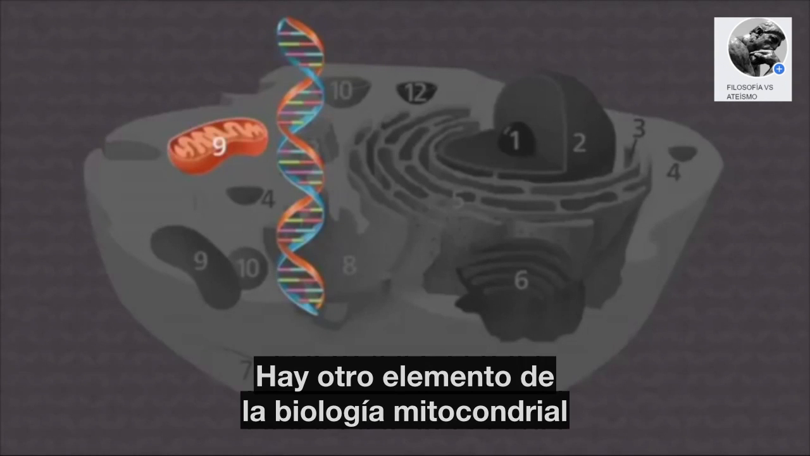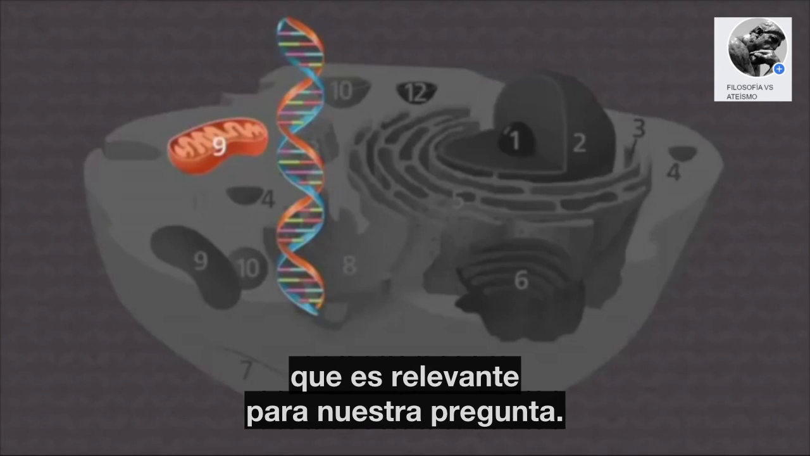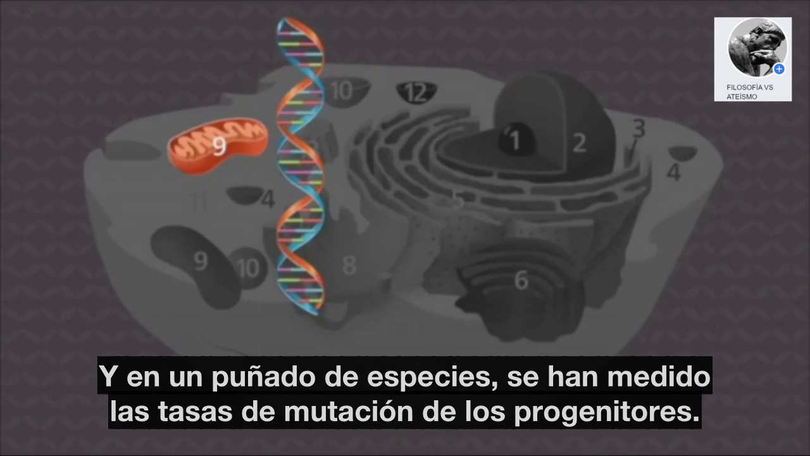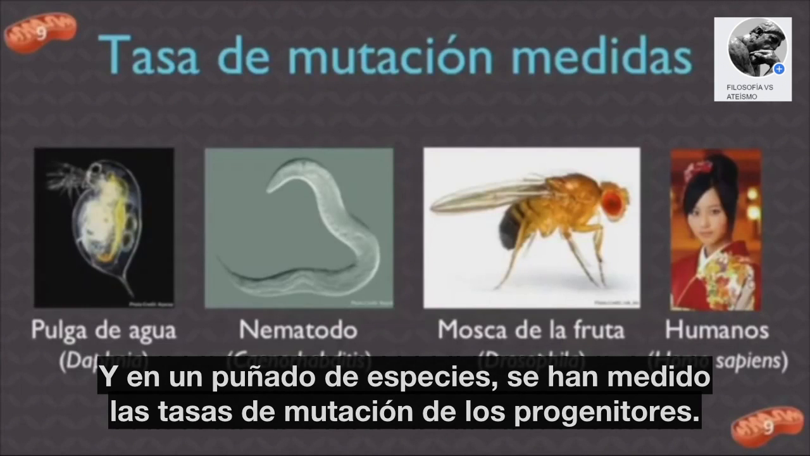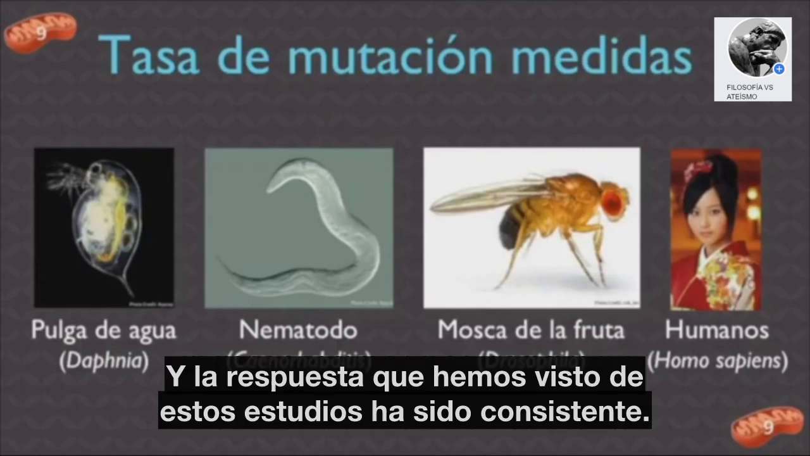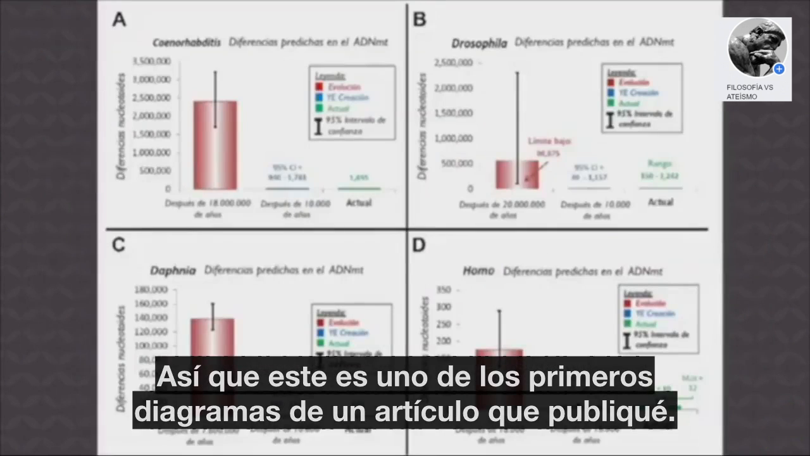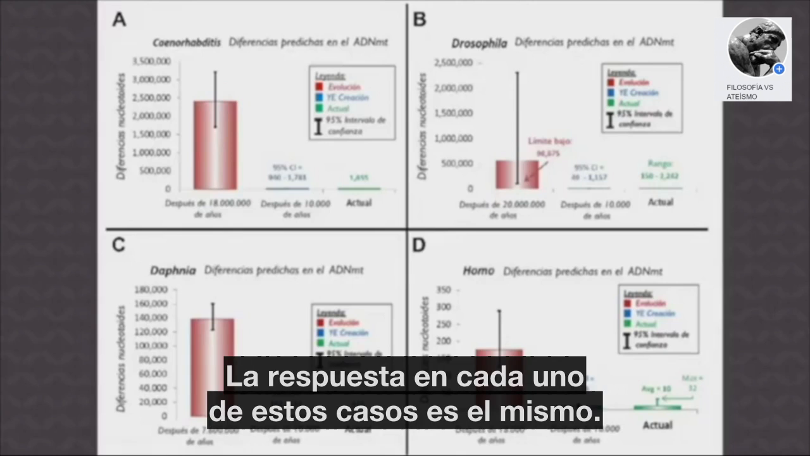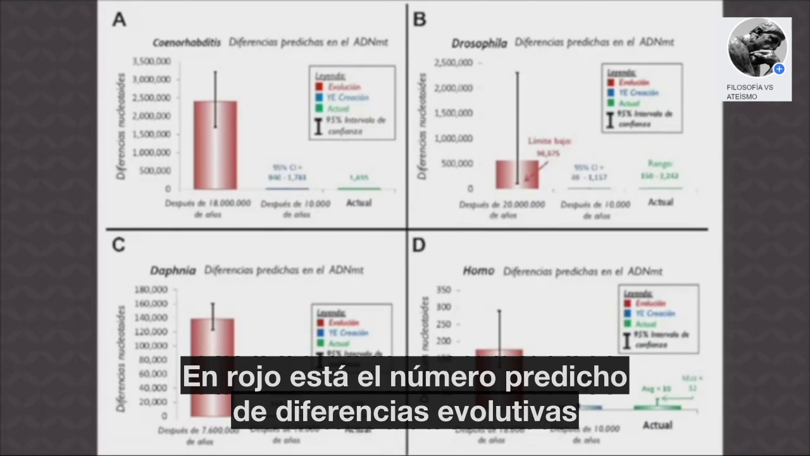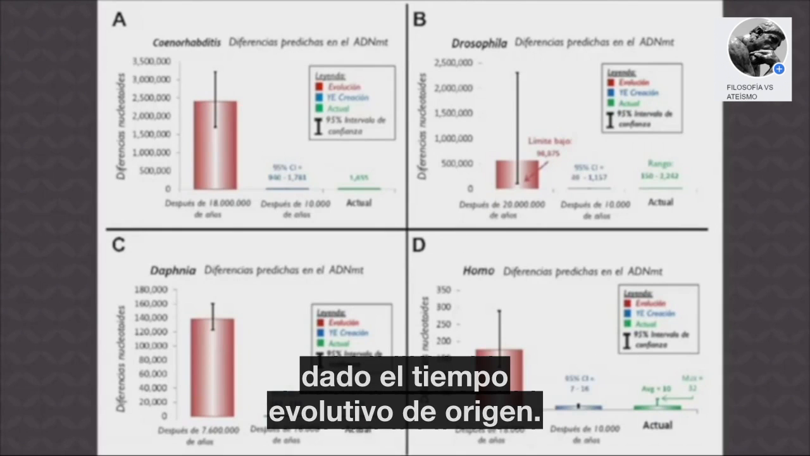There's another element of mitochondrial biology that's relevant to our question. In a handful of species, the parent-offspring mutation rates have been measured, and the answer that we've seen from these studies has been consistent. So this is one of an early diagram from a paper that I published. The answer in each of these cases is the same. In red is the predicted number of evolutionary differences given the evolutionary time of origin.